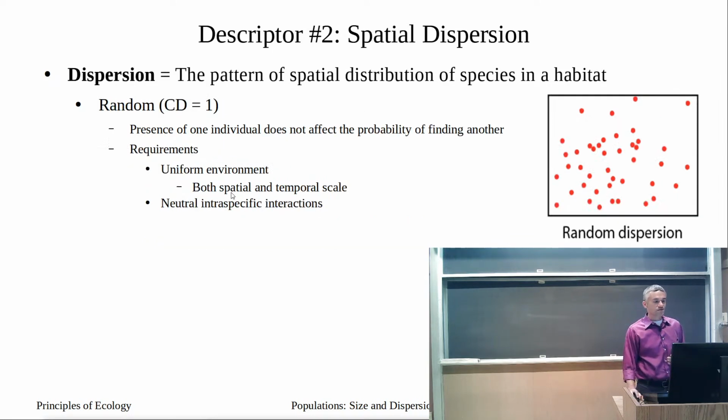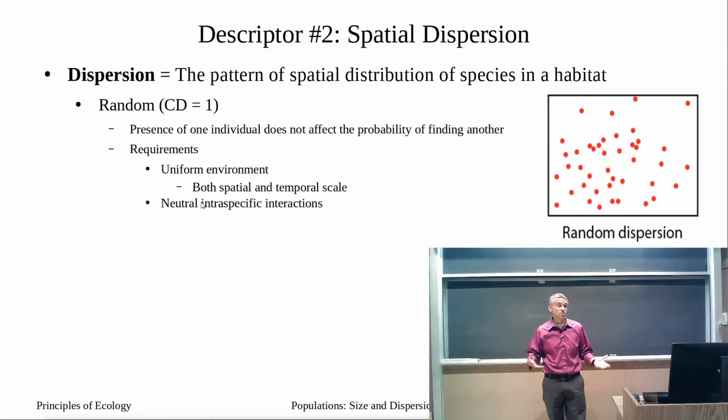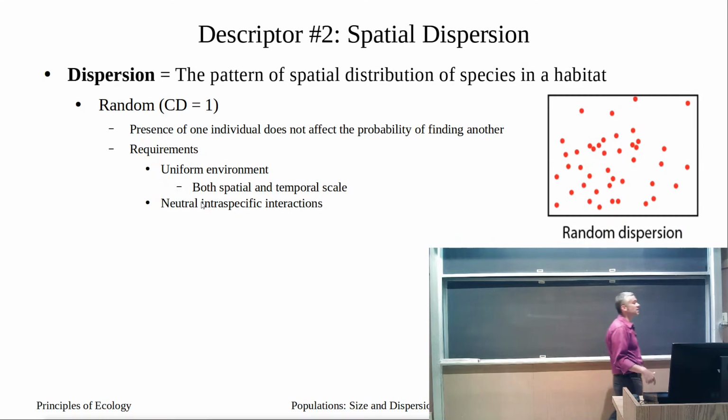For random patterns, we can't have that. We can't have that positive nature. We also can't have the negative nature. We can't have this extreme competition preventing others from getting close to us. All right? So for a random pattern, it's got to be uniform, and we have to have these neutral intraspecific interactions.